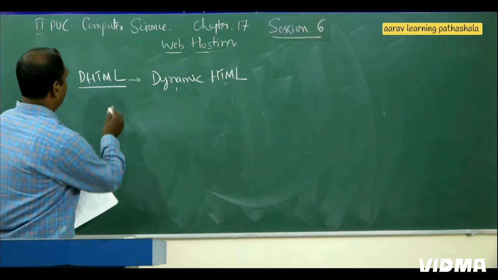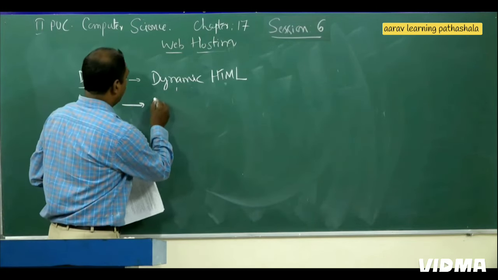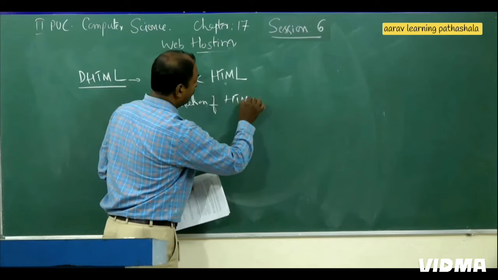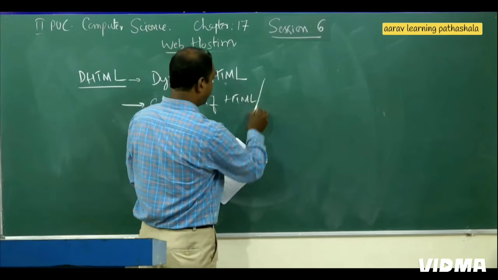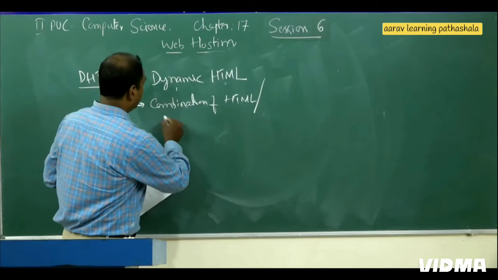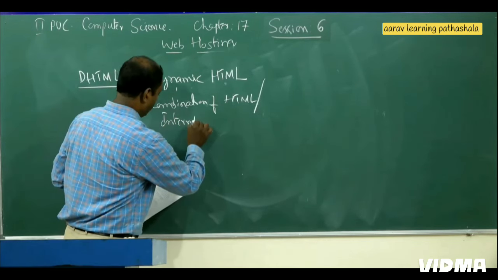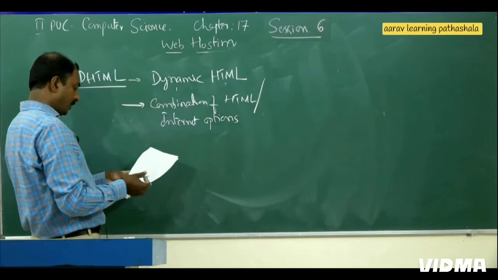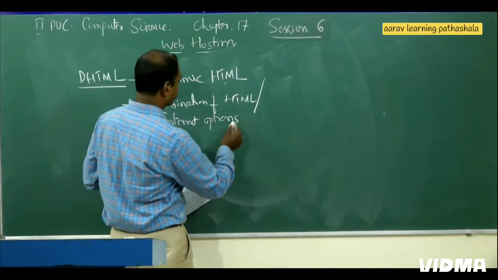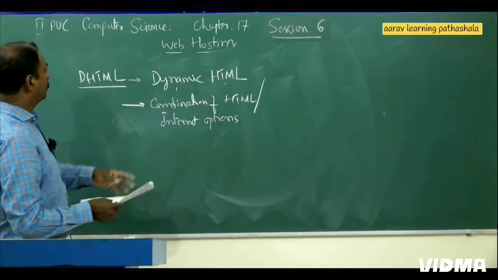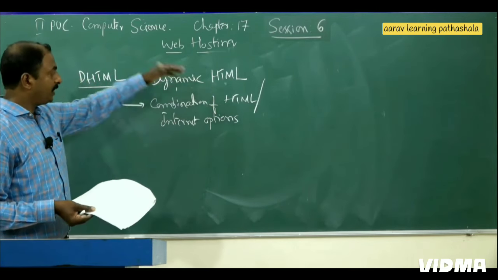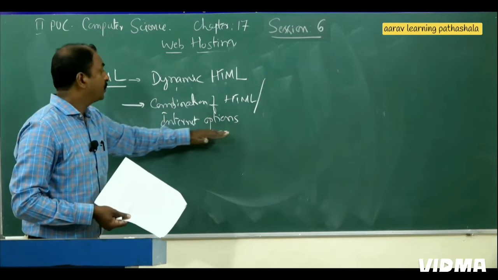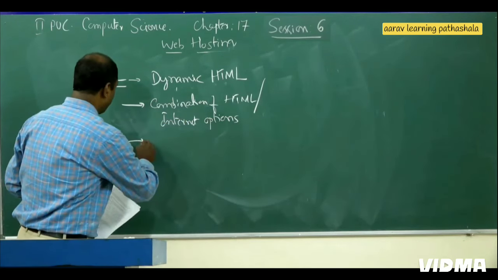Dynamic HTML is a combination of the previous version of HTML language along with some internet options. So what is the meaning of this? Dynamic HTML is nothing but a language. Along with HTML, it has added features through internet options. That is the one difference.